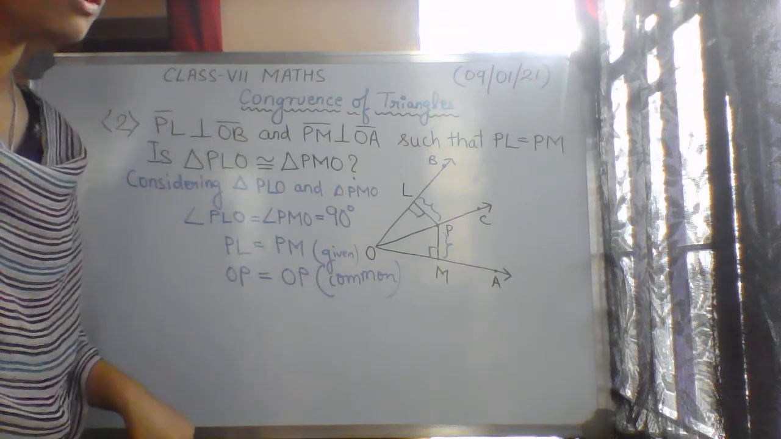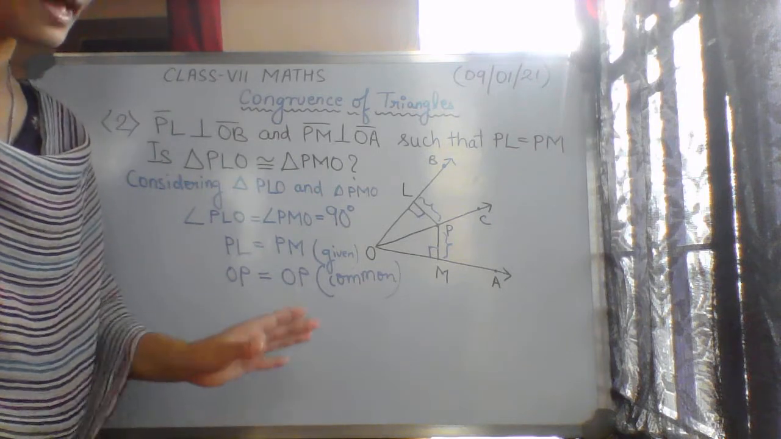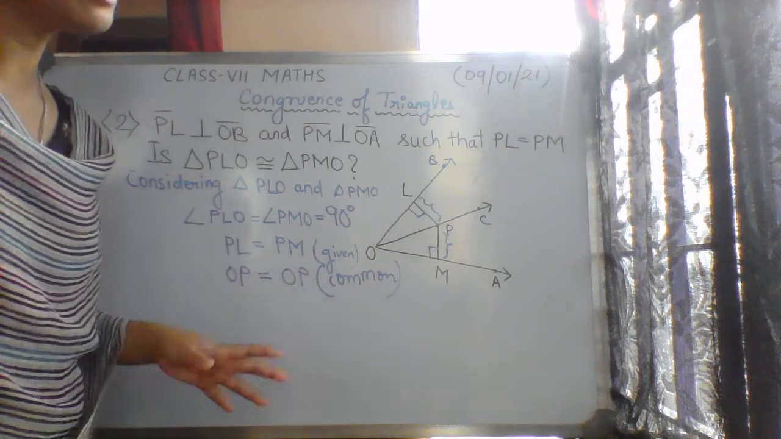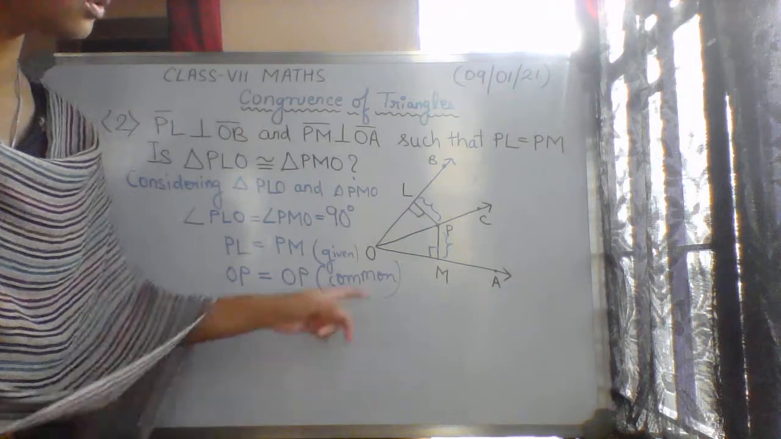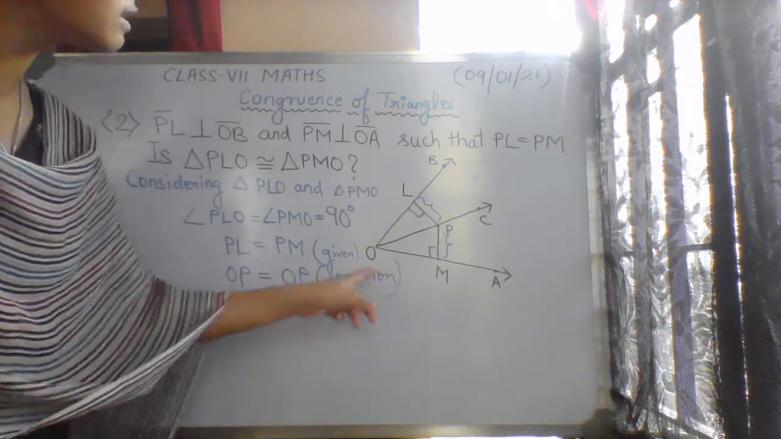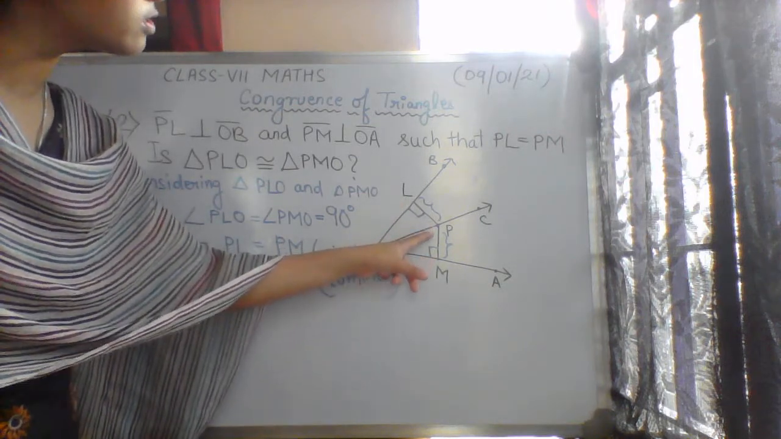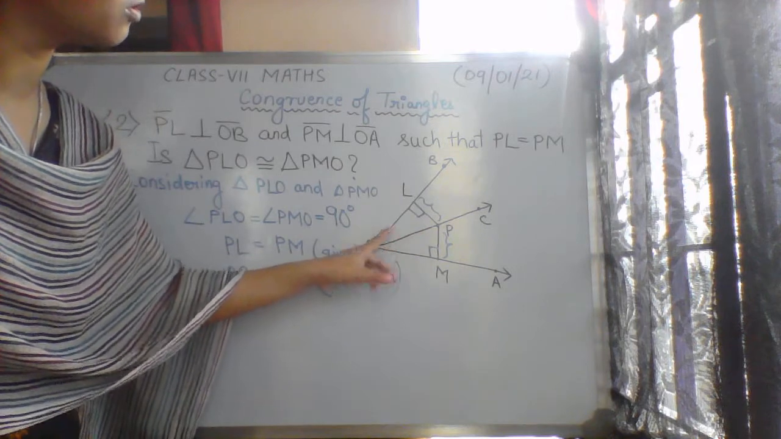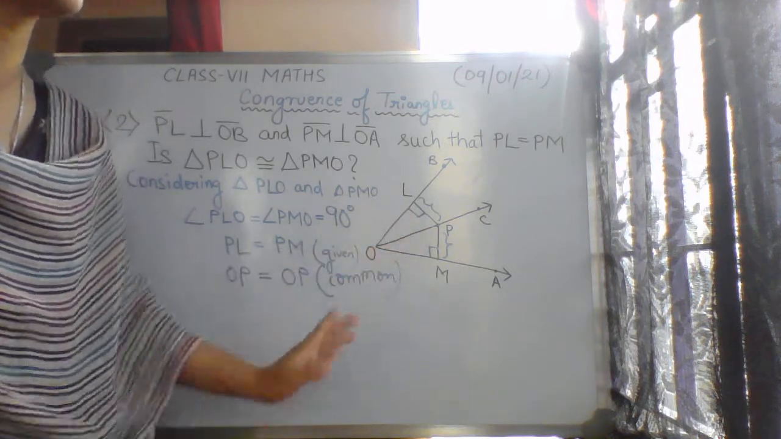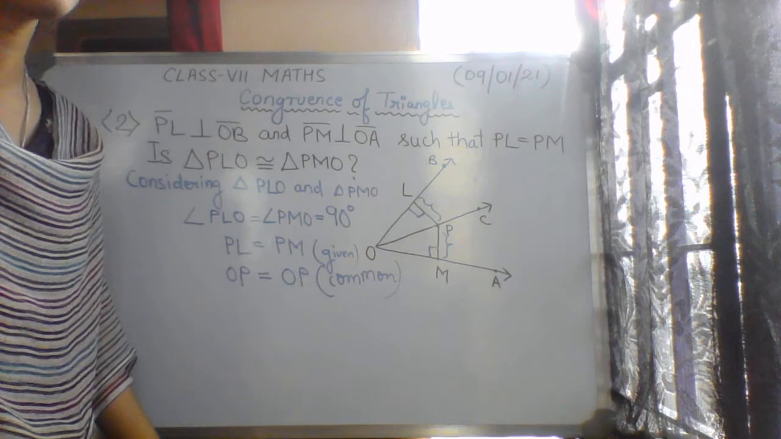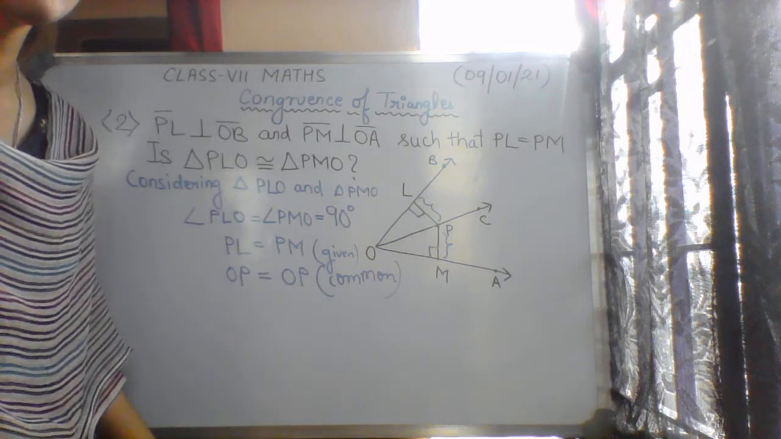Now think of angle side angle. There we require two angles. We do not know whether this angle equals this one or not, or whether this angle equals this one or not. We only know one angle. So again, we cannot apply that.